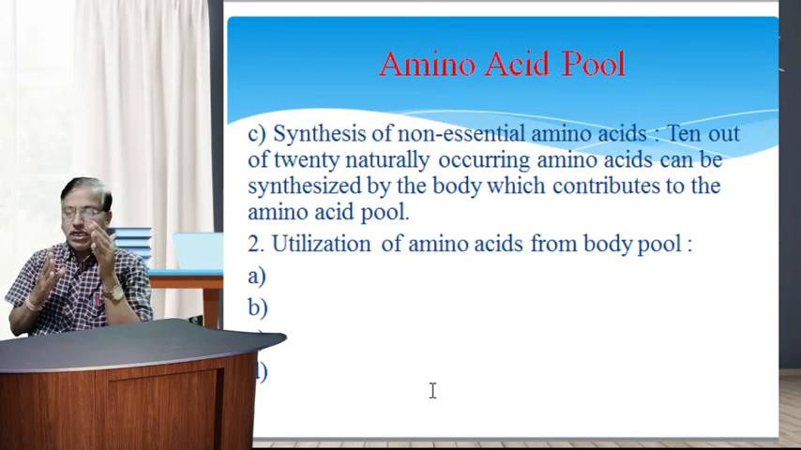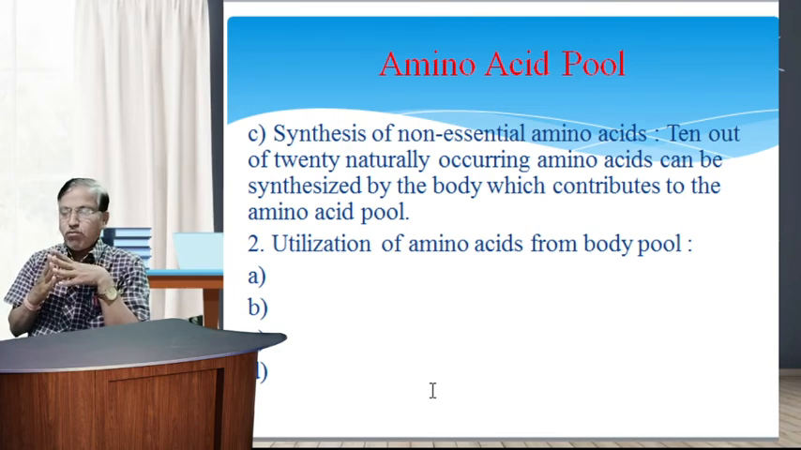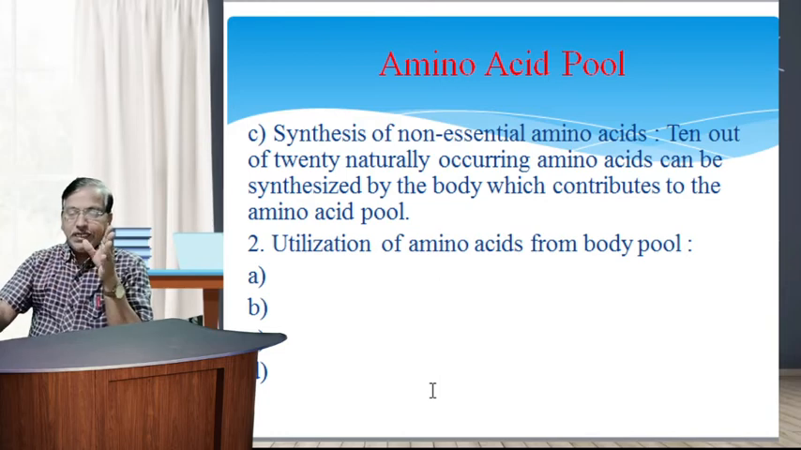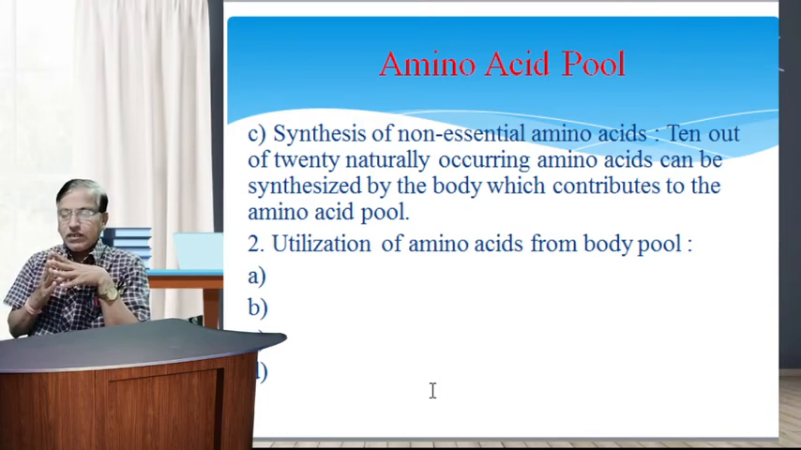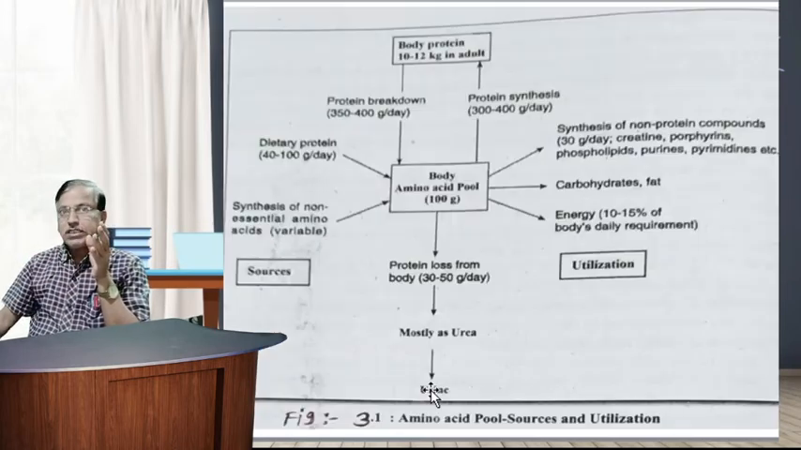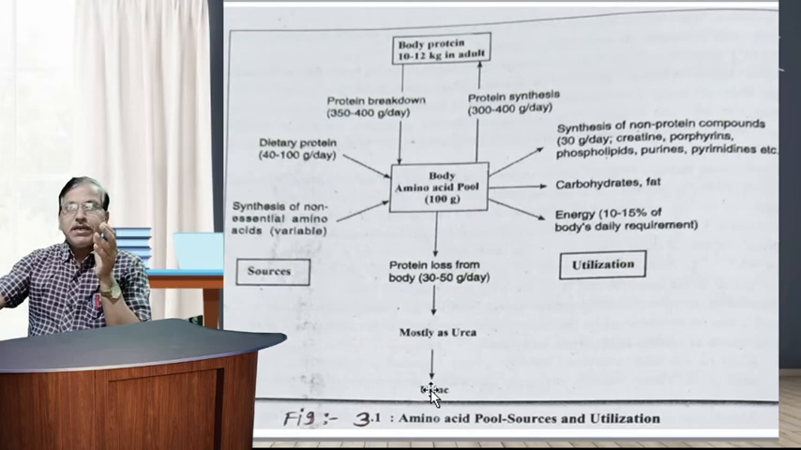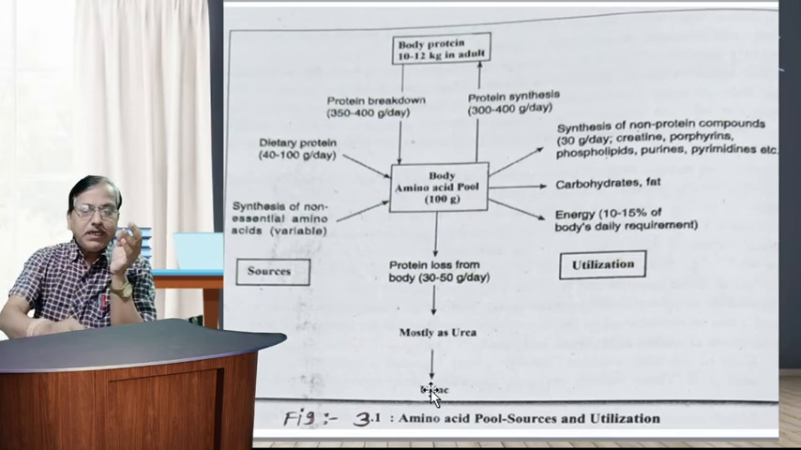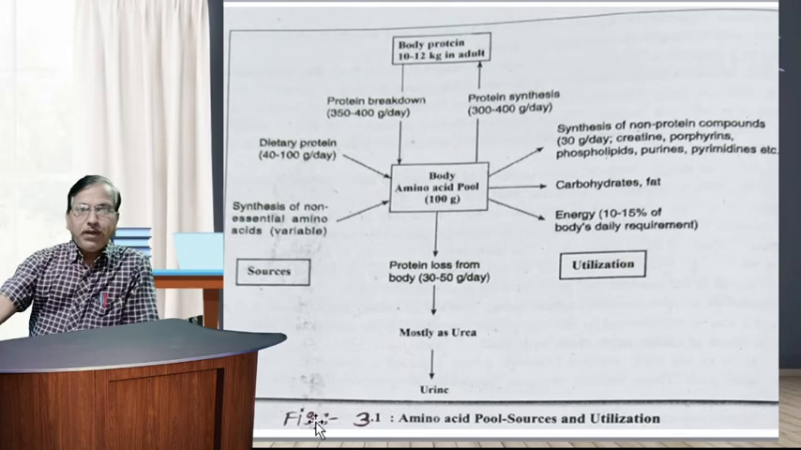In C, generally about 10 to 15% of body energy requirements are met from the amino acids. And in D, the amino acids are converted to carbohydrates and fats. This becomes predominant when the protein consumption is in excess of the body requirements. So all these stages are required in the specific diagram, which is figure 3.1, that is amino acid pool sources and utilization.